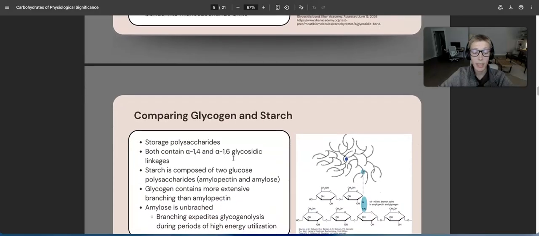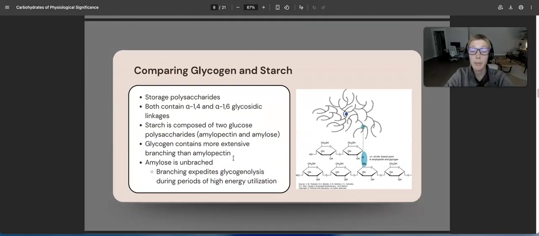When we compare glycogen to starch, we see several similarities and differences. They're both storage molecules, storage polysaccharides specifically. However, glycogen is found in animal cells, whereas starch is found in plant cells. They both contain alpha-1,4 and alpha-1,6 glycosidic linkages. However, starch is composed of two glucose polysaccharides, amylopectin and amylose, whereas glycogen is only composed of one glucose polysaccharide.